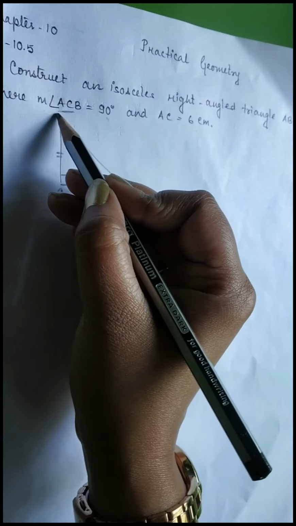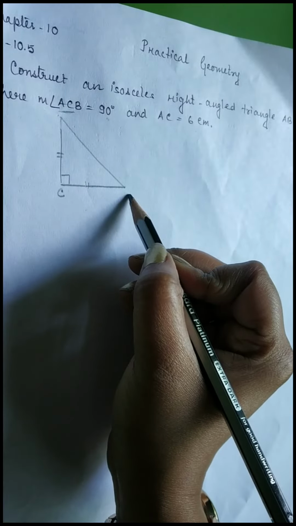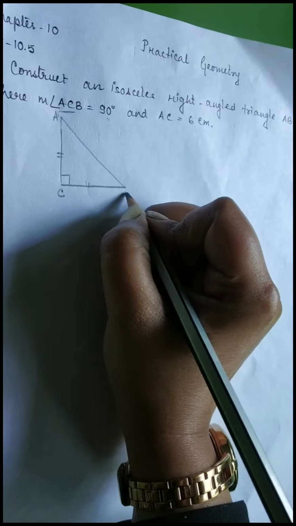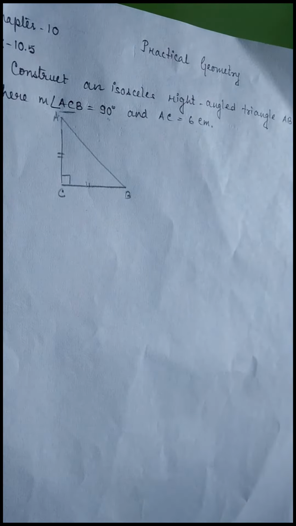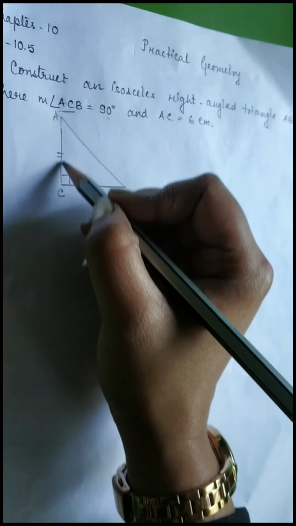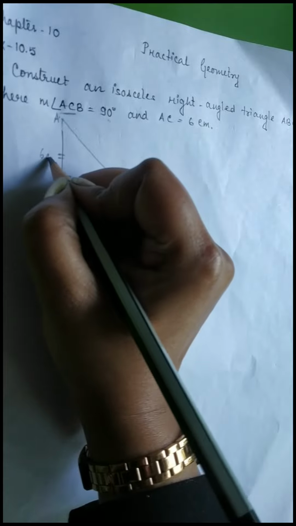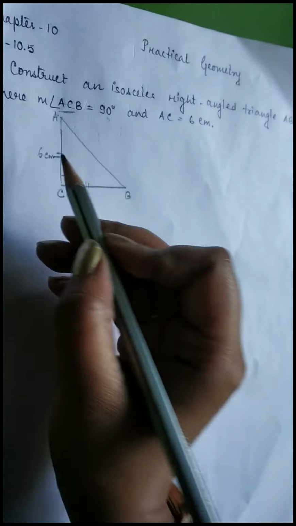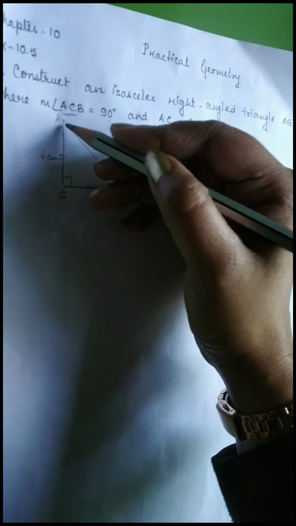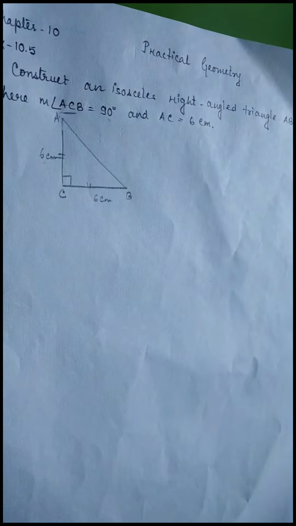C. Now A and B can be placed anywhere. Let's place A over here and B over here. So this is an isosceles right angle triangle ABC in which angle C is 90 degrees and the length of AC, that means this, is 6 centimeter. So if this is 6 centimeter, this is also 6 centimeter, because this length and this length are equal.